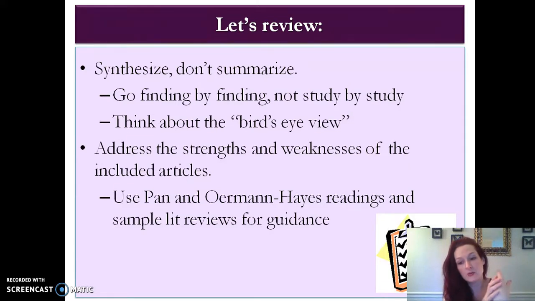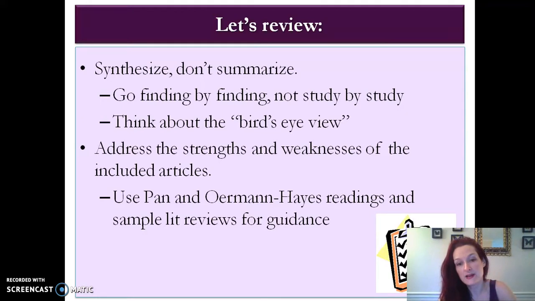So let's review what we've learned. In a literature review, it's crucial to synthesize rather than summarize. This means that we're not going to go study by study in our findings section. We're going to go finding by finding instead. We're not going author by author. We're going finding by finding, or theme by theme.